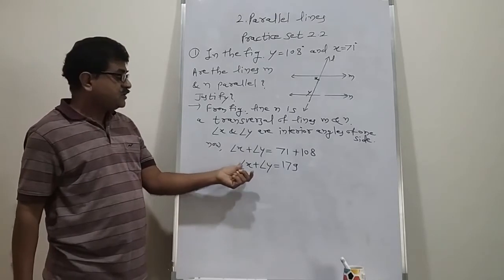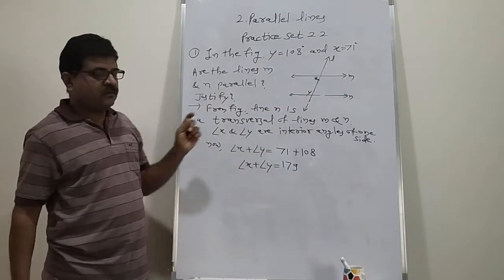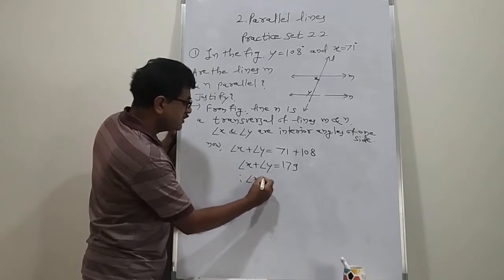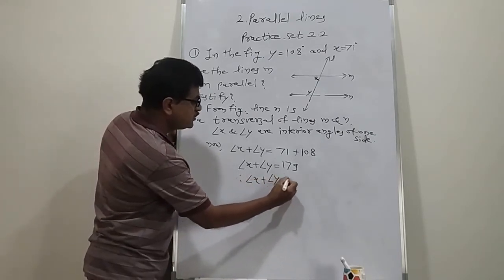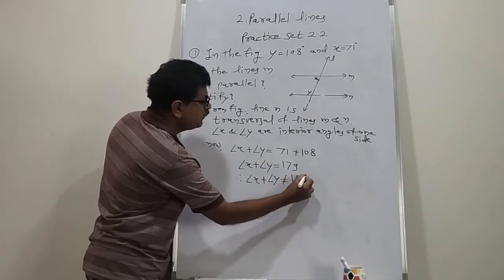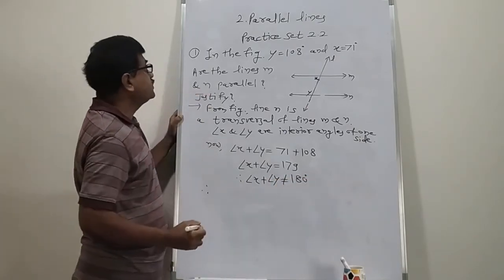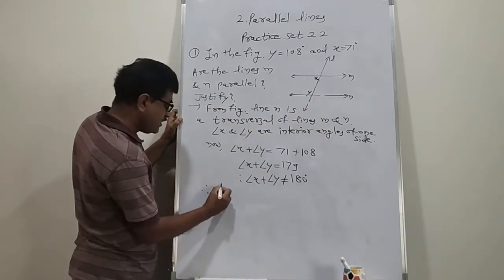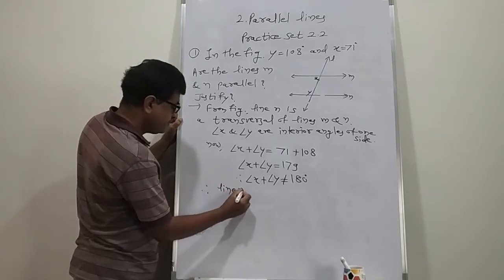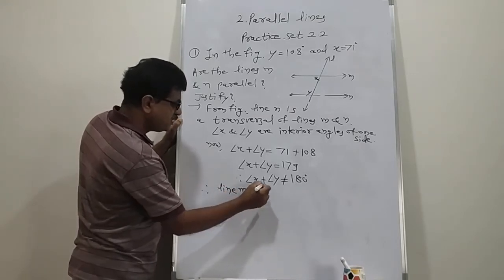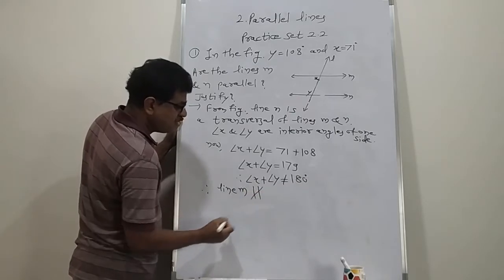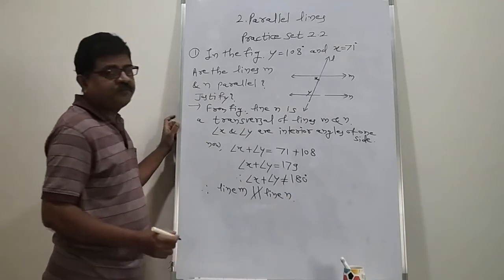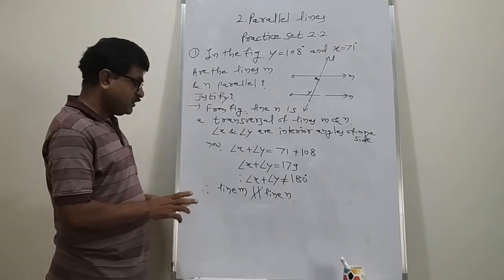Now the sum of these two angles is not equal to 180 degree. Therefore, angle X plus angle Y is not equal to 180 degree. Therefore, line M is not parallel to line N. This is the sign of not parallel. This is the answer.